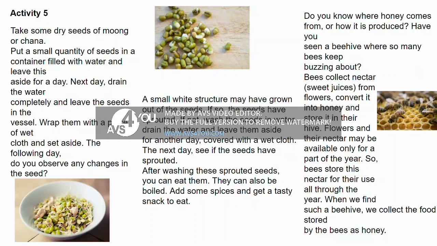Do you know where honey comes from or how it is produced? Have you seen a beehive where so many bees keep buzzing about? Bees collect nectar from flowers, convert it into honey and store it in their hive. Flowers and their nectar may be available only for a part of the year. So, bees store this nectar for their use all through the year. When we find such a beehive, we collect the food stored by the bees as honey.